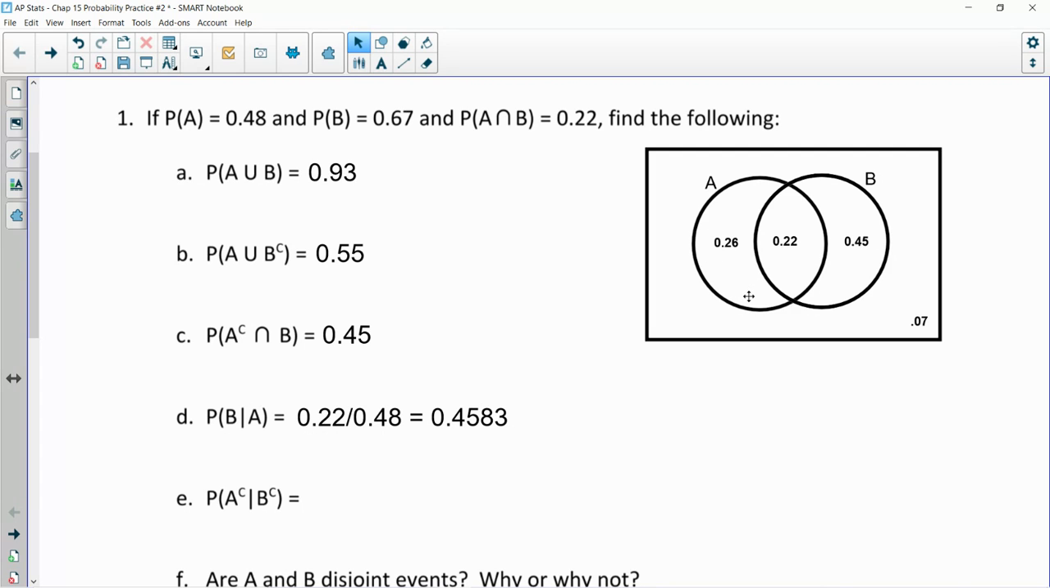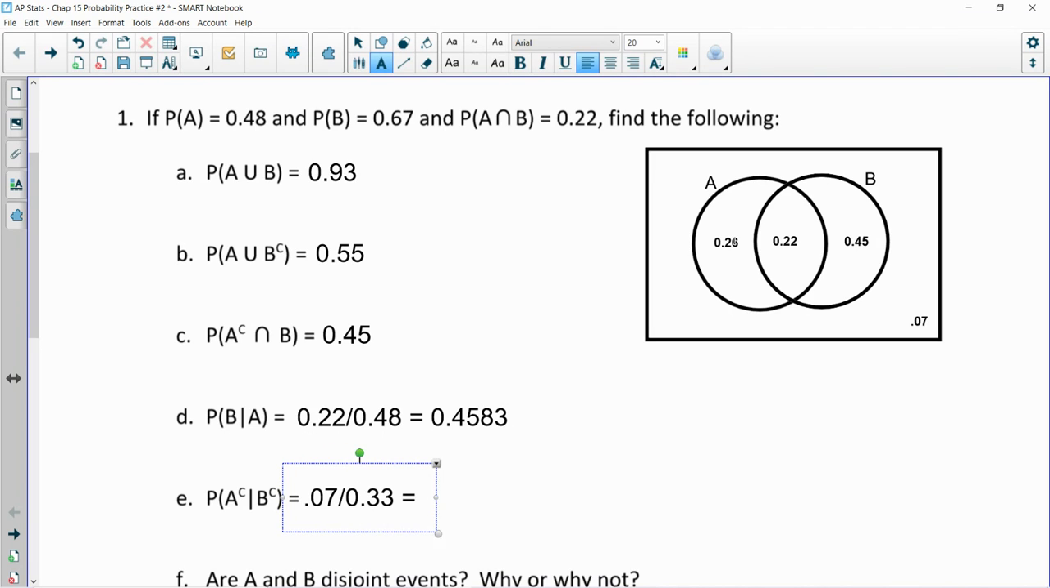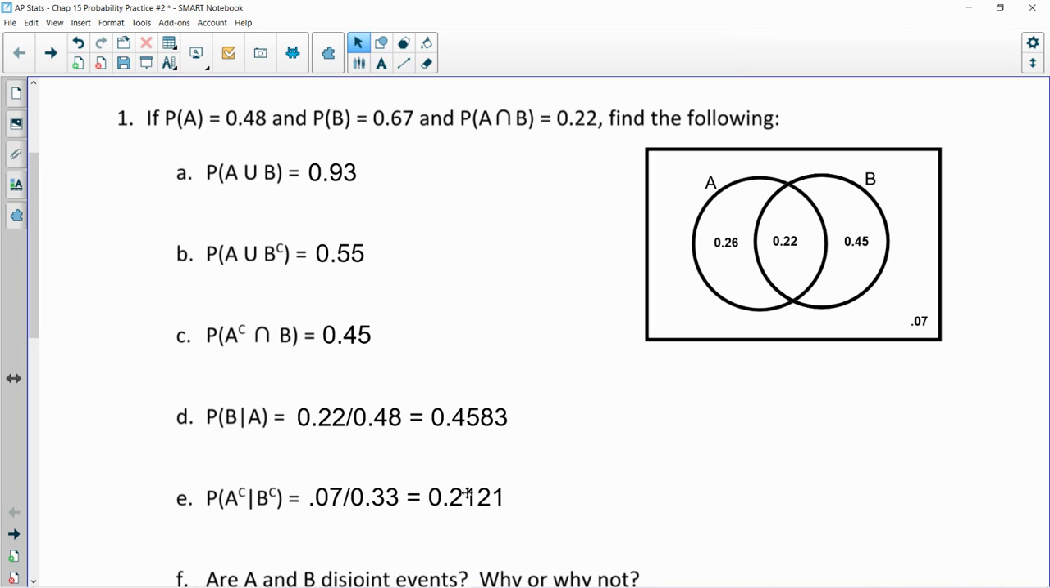So, the question is, if we were to throw a dart, and the dart is only going to land in the outside section or in this crescent shape, what is the probability it lands in the complement of A, which is the outside section? So when we structure this, the probability of landing in that outside section is 0.07 divided by the sum of 0.07 and 0.26. That was a little tricky. You really have to focus on what areas you are looking at in your diagram. So we're going out to 0.2121.